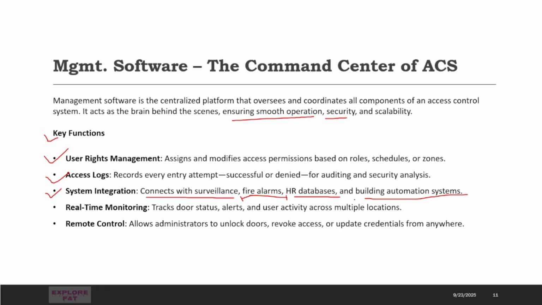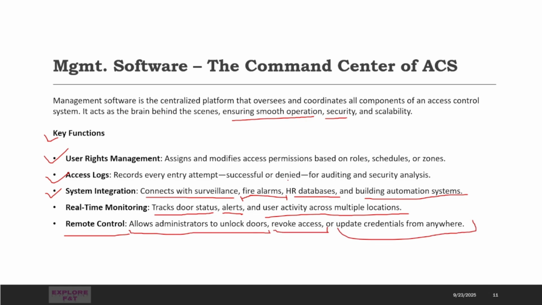And the building automation system we also need to integrate for real time monitoring, like tracking door status and alerting on user activity across multiple locations, and remote control also. This allows administrators to unlock doors, revoke access, and update credentials from anywhere. So this is management software. It is not limited to this, there are lots of things we can do in the software.